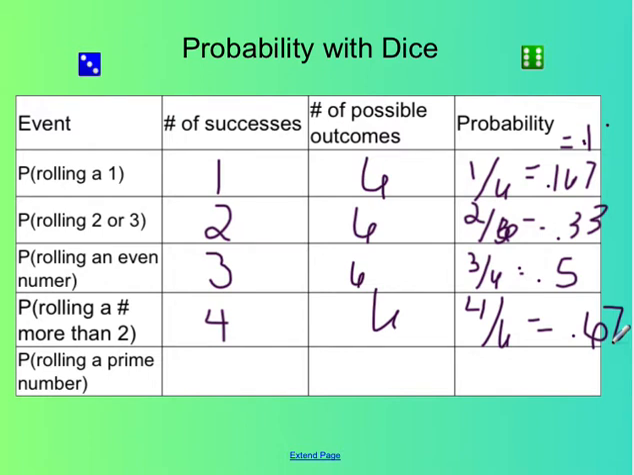Next, it's going to ask you the probability of rolling a prime number. I want you guys to write some prime numbers down. A prime number is 2. A prime number is 3. A prime number is 5 on a dice. So there's 3 prime numbers, and then there's 6 total. So again, 3 divided by 6 is equal to 0.5. So that's your probability with the dice.